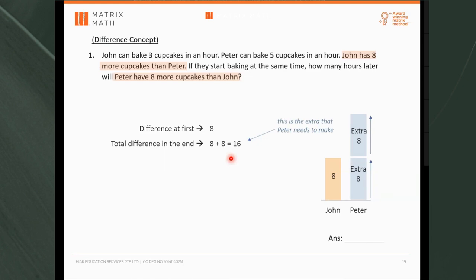So in every hour, what is the extra that Peter can make? The extra that Peter can make is 2 cupcakes, because 5 minus 3. So if every hour Peter can make an extra 2, how long does it take for him to make that extra 16? Then we take 16, divide by 2 to find the number of hours. So the answer is 8 hours.